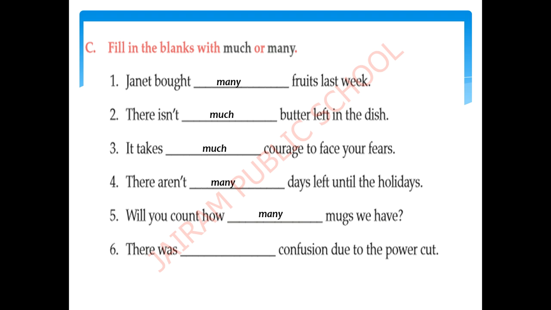The last statement is, there was dash confusion due to the power cut. Can you count confusion? No, it's an abstract noun, it's a feeling. So this word is uncountable, so we have to fill it with much. There was much confusion due to the power cut.